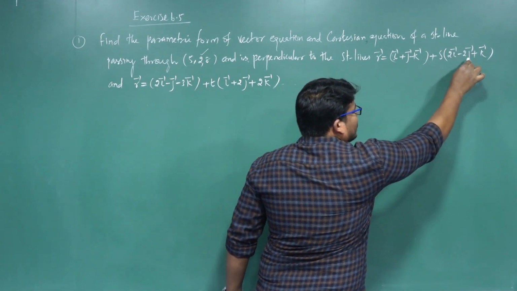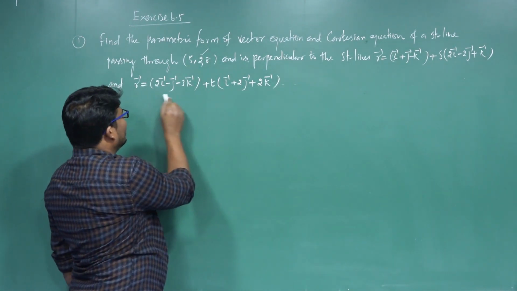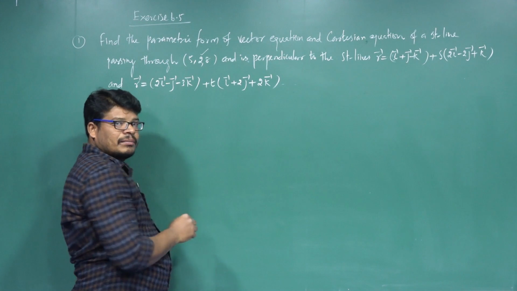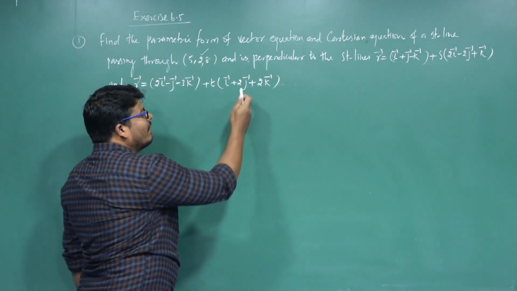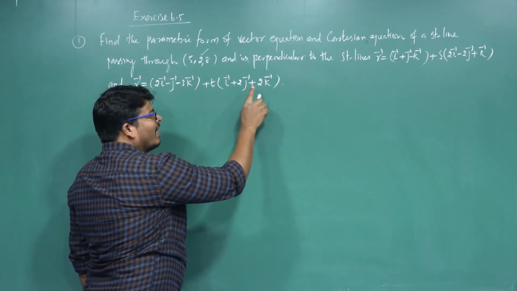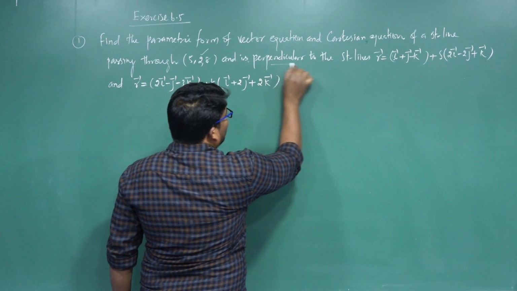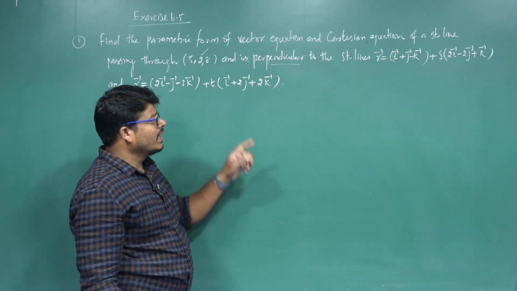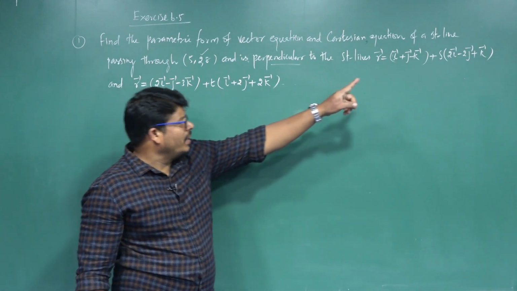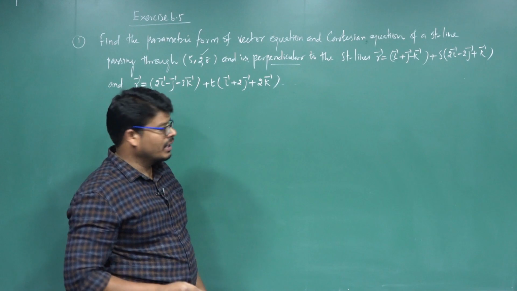B vector is the direction of one of the lines. The second line is r vector equal to C vector plus t of D vector, whose direction is D vector. The required line is perpendicular to the straight lines, which means it is parallel to B vector cross D vector, which is perpendicular to both B and D.